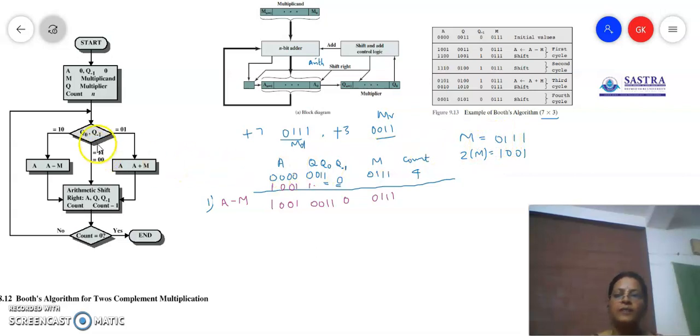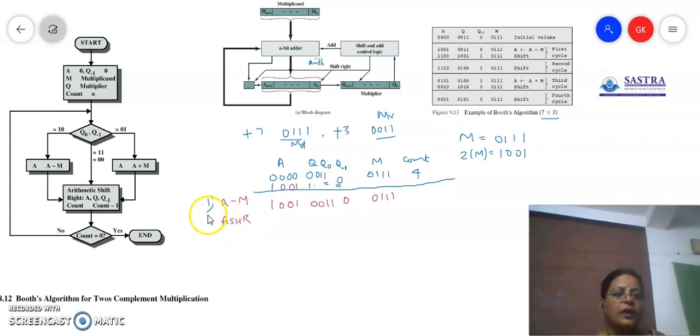After doing this subtraction, based on this, we just looked into this 1 0. So we subtracted A equal to A minus M. After doing this, we have to do arithmetic shift right. What has to be shifted right? A, Q, Q minus 1. This register A, this register Q and Q minus 1, everything is to be shifted right. So don't write SHR, you just write it as ASHR.